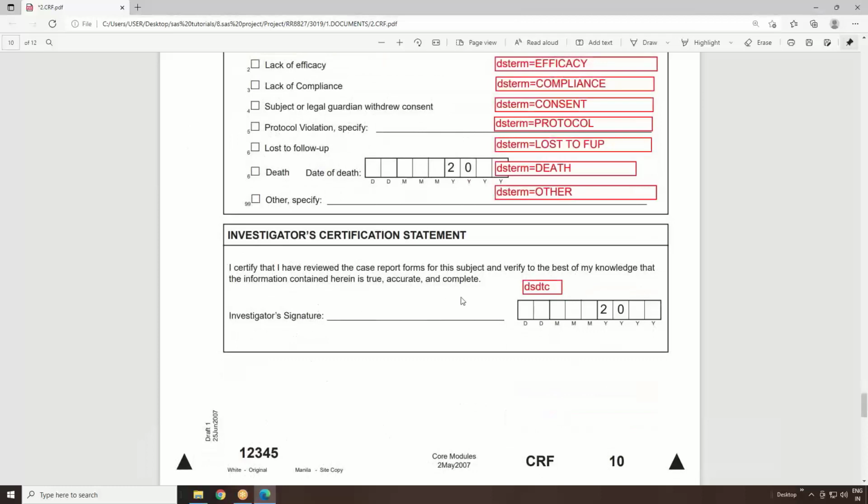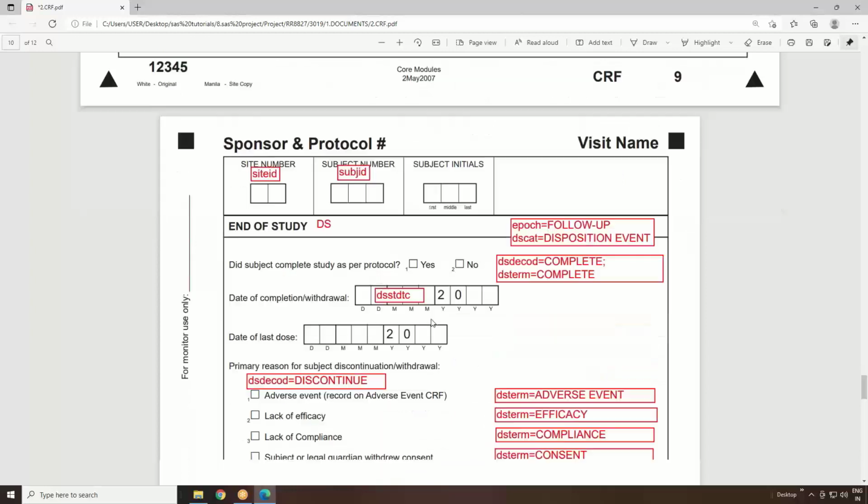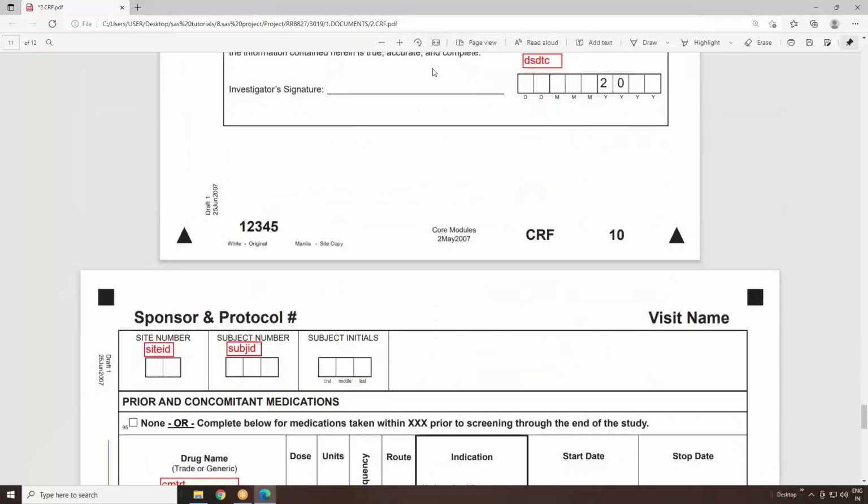When the investigator signs to complete all of this form, this is called the end of study document, or we call it the disposition data set. So all this information, when the patient completed, when is the last dose, and all the information you can get in the disposition data set. That information you can get in the disposition CRF.